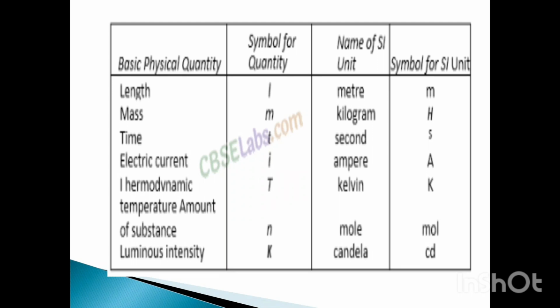So here is an example in tabular form: basic physical quantity, symbol for the quantity, name of SI unit, symbol for SI unit. Length, represented as L, SI unit meter, symbol m. Mass, M, kilogram, kg. Time, T, seconds, s. Electric current, I, ampere, A. Thermodynamic temperature, T, kelvin, K. Thermodynamic means temperature. Amount of substance, N, mole, mol. Luminous intensity, I, candela, cd.